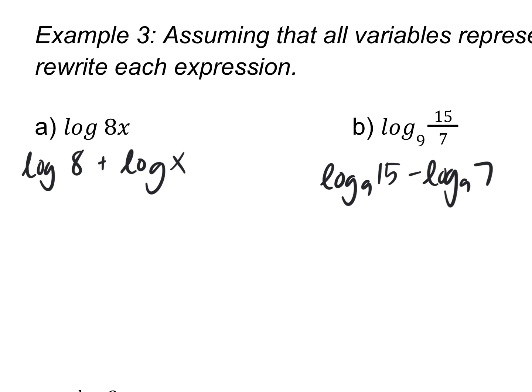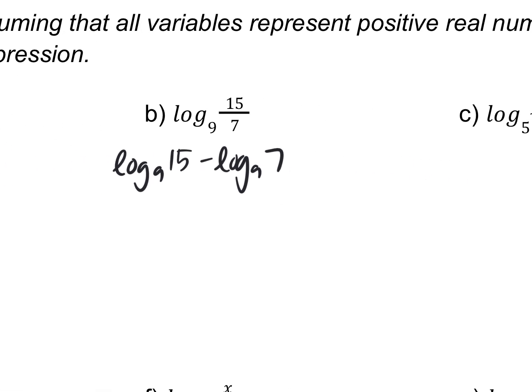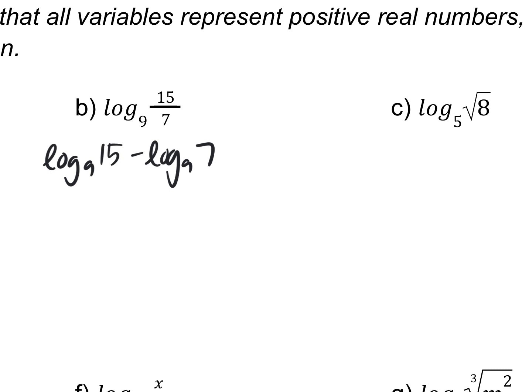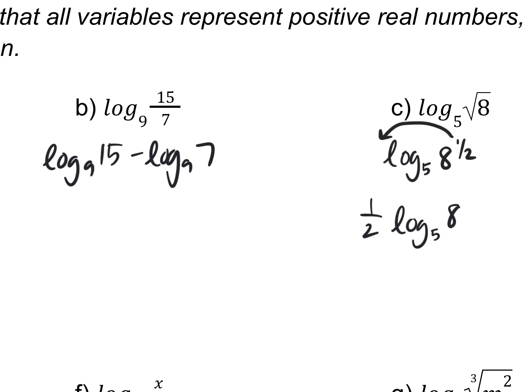We okay on those two? Okay. Letter C, 8 is technically a square root, right? How could I rewrite that to have an exponent instead? 1/2. So this would become 1/2 log base 5 of 8. This 1/2 comes down in front with our power rule.